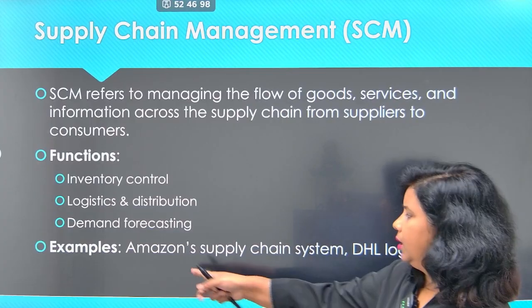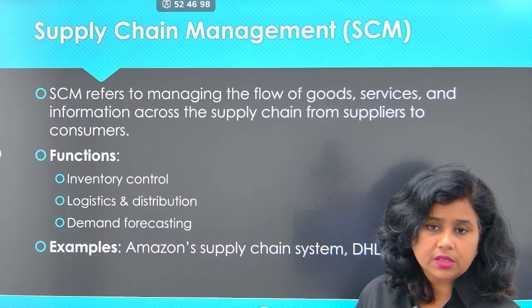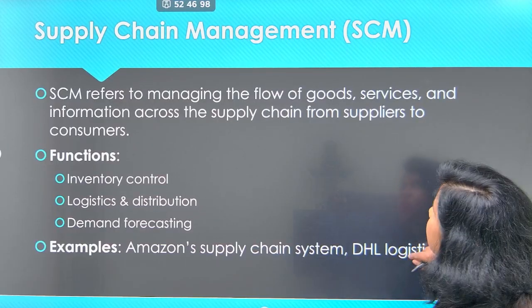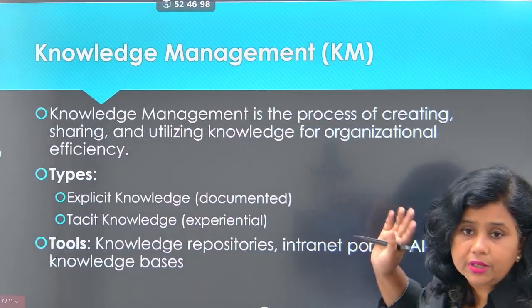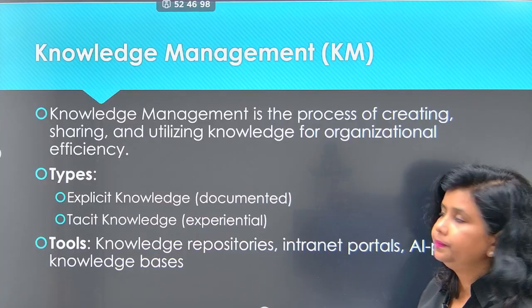Examples are Amazon's supply chain management system, DHL logistics. You must have heard about Delhivery, Rivigo and all. All these are supply chain management systems. These are companies completely based on offering supply chain management services, and these can be integrated into a company's platform.